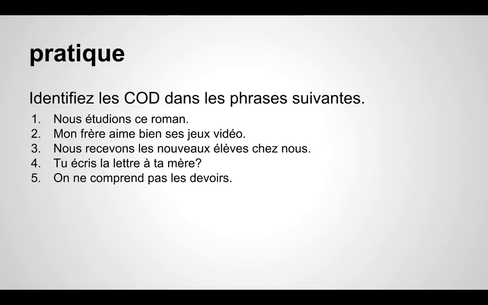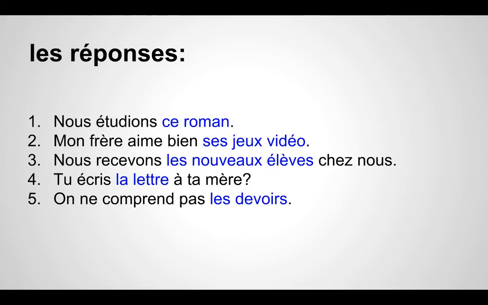So here's some practice. In each of these sentences, there is a subject, a verb, and a direct object, and sometimes some other things as well. Find the direct object in each of these sentences. Do all 5, and then check the next slide to see if you were correct. Here are the answers.